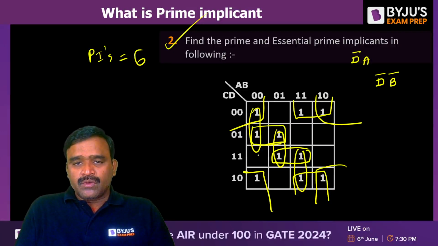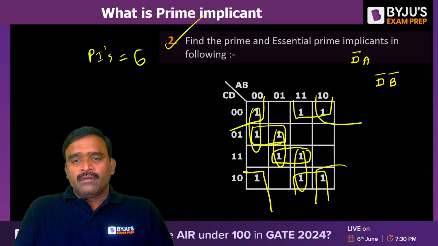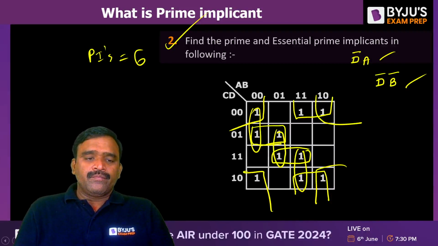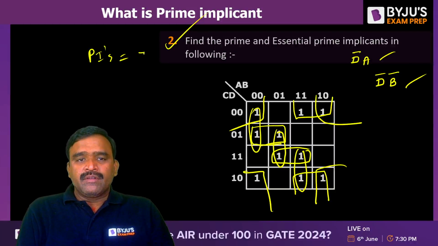And the remaining 1 2 3 4 5. 4 5 is there, no? So 1 2 3 4 5 plus 2 quads, total 7. 5 pairs and 2 quads, total it is 7, not 6. Okay, total 7 prime implicants. Hope you are understanding. Total 7 prime implicants.